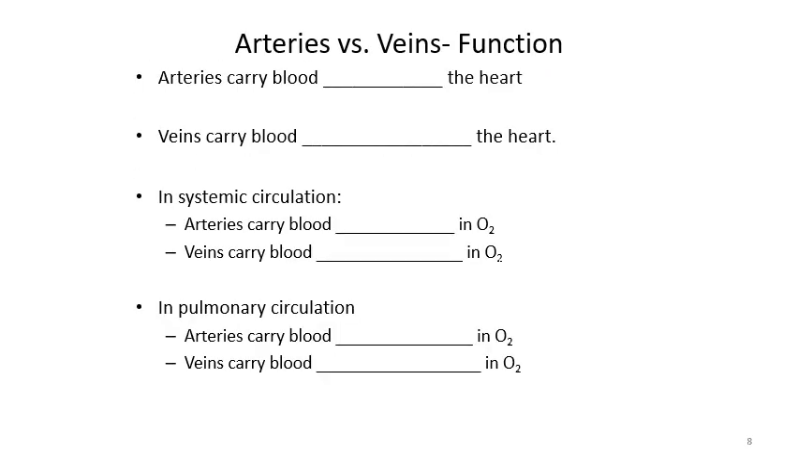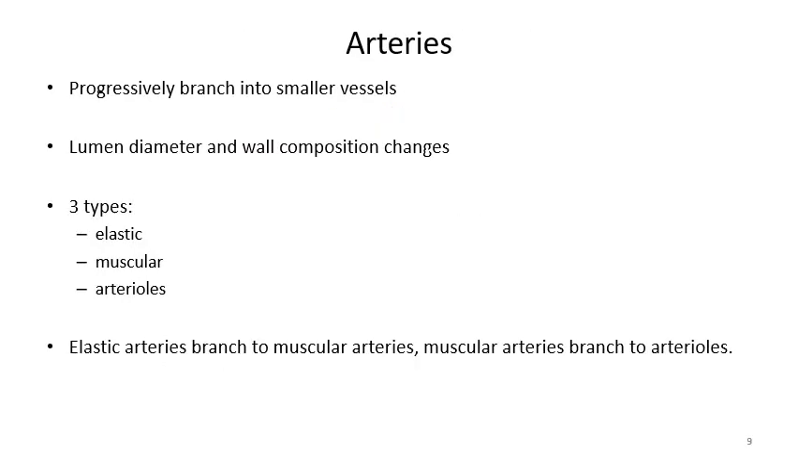So one of the things we're going to need to review is what kind of blood arteries and veins carry. So remember, arteries carry blood away from the heart, and veins carry blood toward the heart. And so now let's go back and answer a few questions about which arteries and which veins carry oxygenated versus deoxygenated blood.